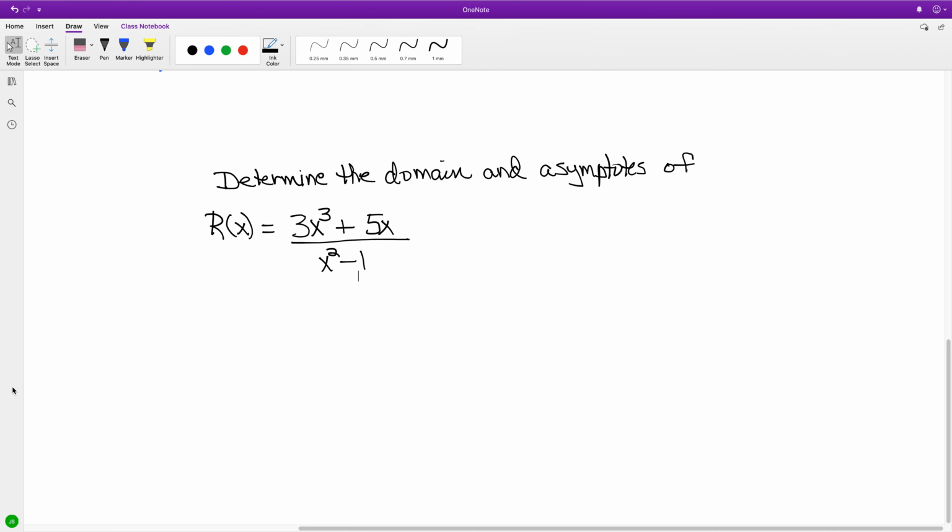Okay, now for this problem, we're going to have different degrees between the numerator and denominator. In looking at the determination of the domain and the asymptotes, we have r of x equal to 3x cubed plus 5x over... and if I go ahead and arrive at the domain, we have the denominator x squared minus 1, which cannot be equal to 0.